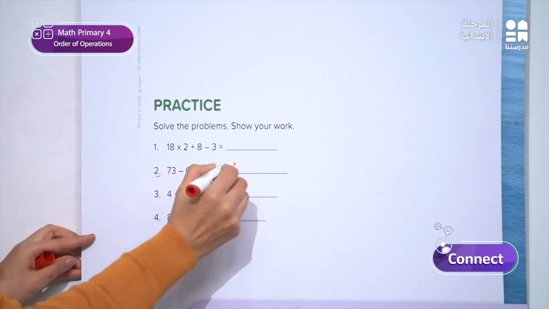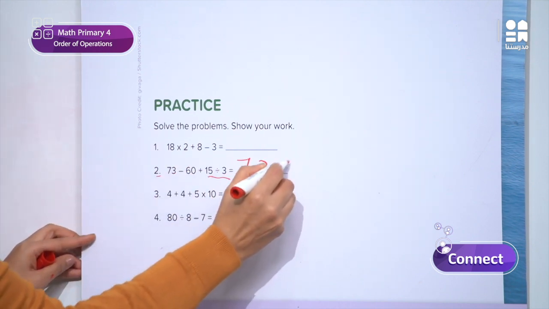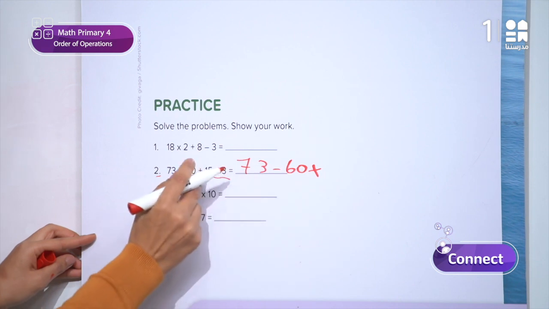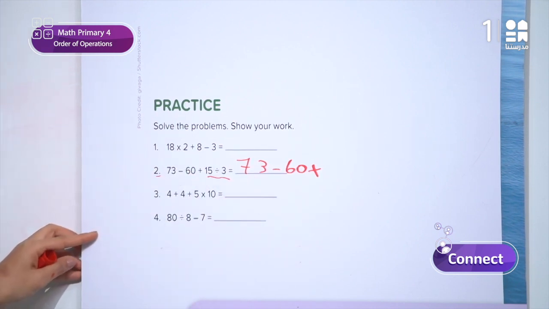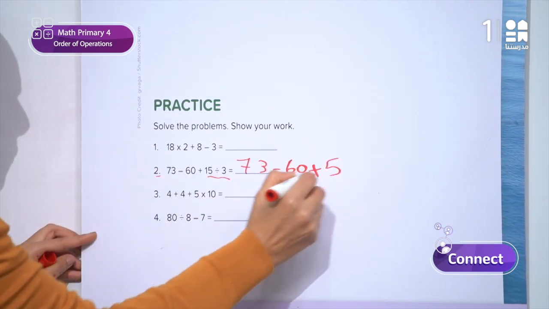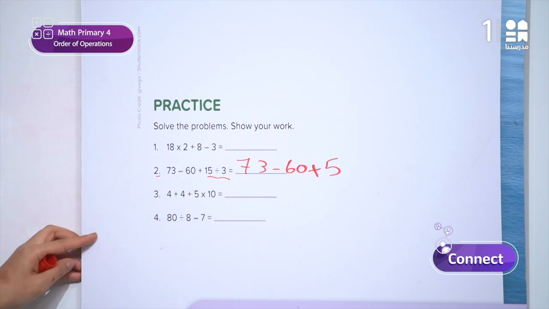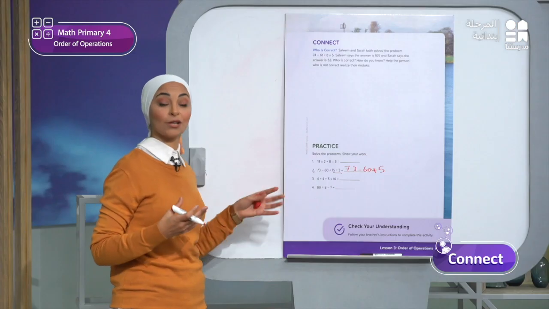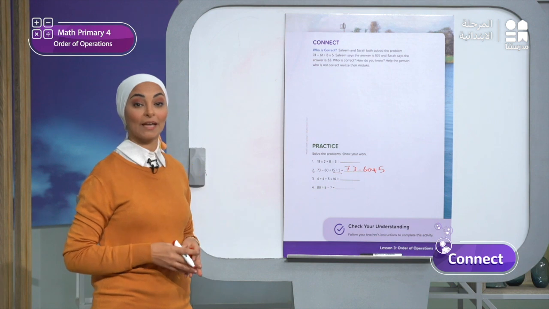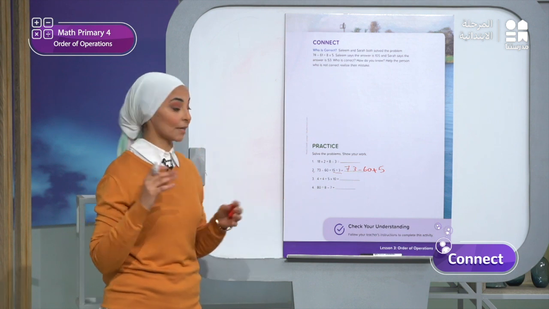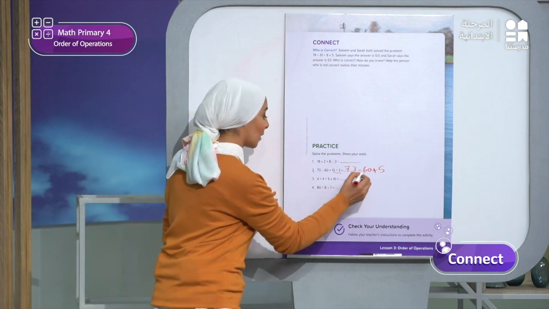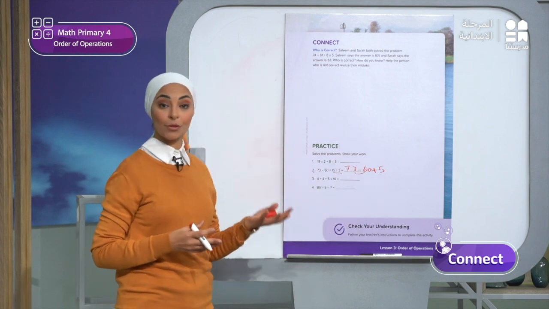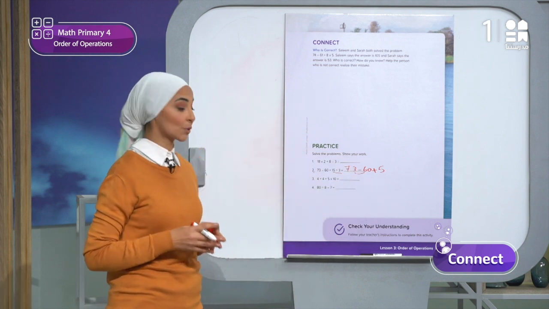So I will write 73 minus 60 plus. 15 divided by 3 equals what? 15 divided by 3 equals 5, right? Then I will solve the addition and subtraction from left to right. So I will do 73 minus 60. 73 minus 60 gives me what? 73 minus 60 equals 13.